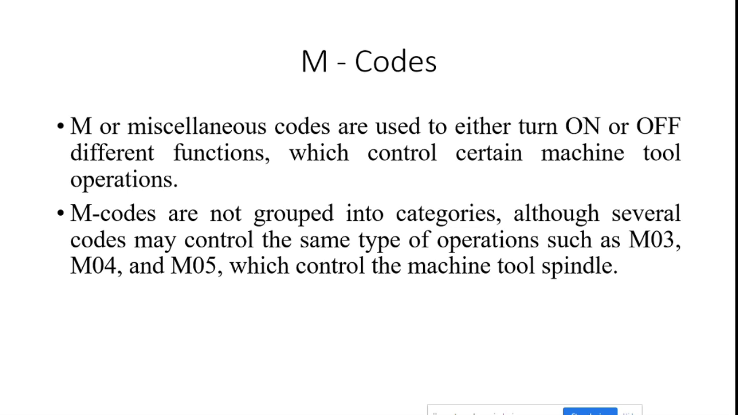From M codes we can achieve this. M codes are not grouped into categories because they are the auxiliary function control. Although several codes may control the same type of operations, such as M03, M04 and M05, which are different codes, they all control the machine tool spindle.